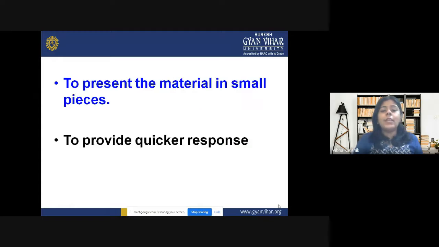To present the material in small pieces. The whole content or topic will be divided into small pieces, and that material will be presented in front of the learners, to provide quicker responses. It gives the students the opportunity to reply quickly.